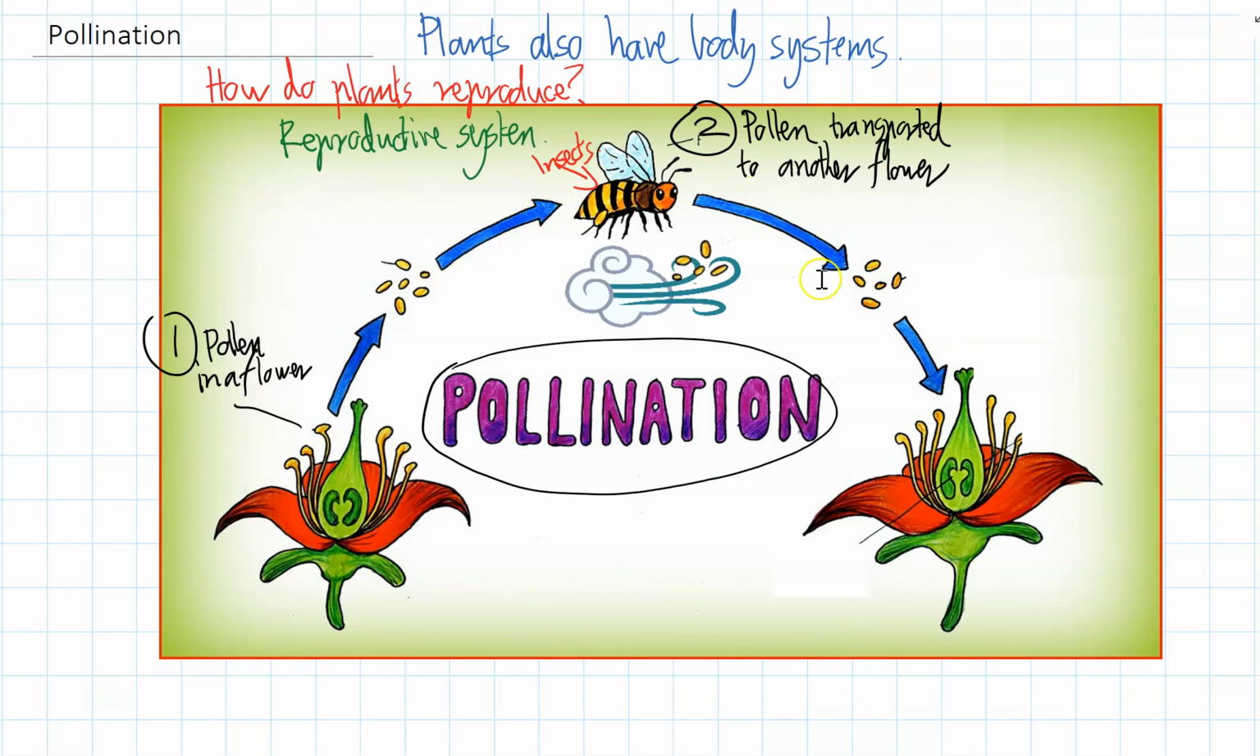So insects can carry pollen, but also the wind can carry pollen as well. So the wind just blows pollen from one flower over across to a different plant and across to a different flower. And then lastly, the pollen attaches to the plant, to another plant, and then it allows some seeds to grow, which can grow new plants.